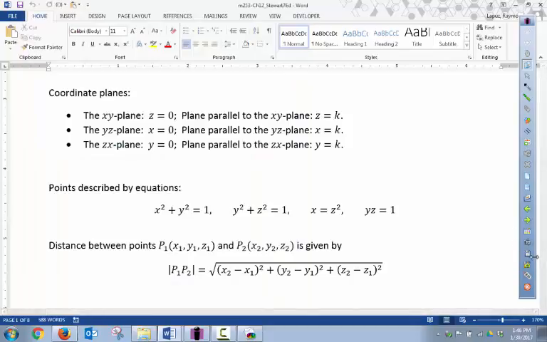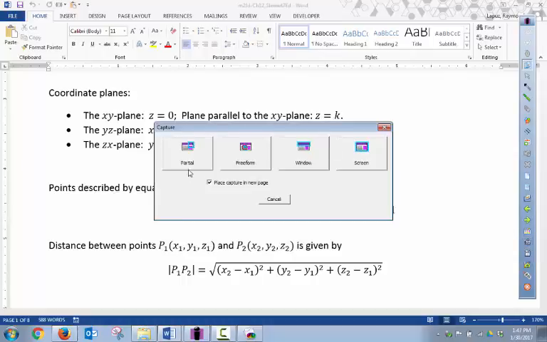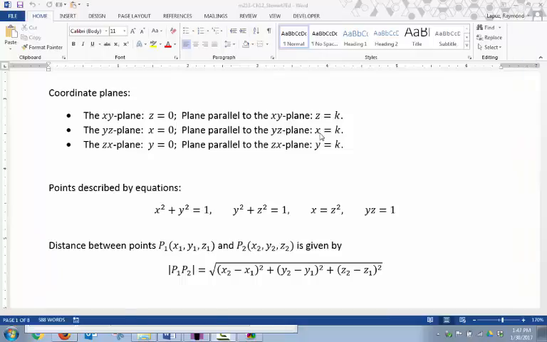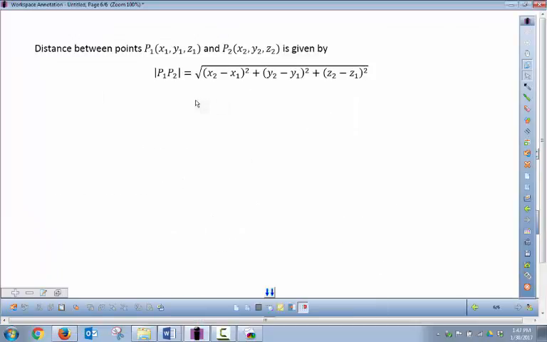Distances. The distance between 2 points in 2 dimensions is the square root of (x1 minus x2) squared plus (y1 minus y2) squared. In 3 dimensions, you just add on that third component. So if you have x1, y1, z1 and x2, y2, z2 as the 2 points, you can find the distance between them by subtracting the components, squaring them, adding them, and then taking the square root.